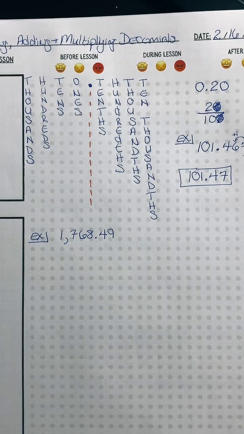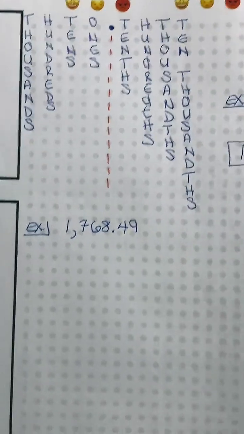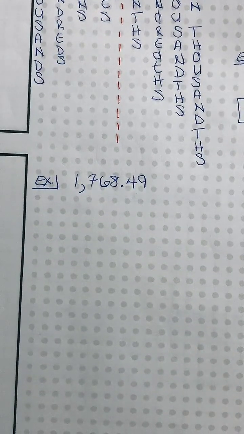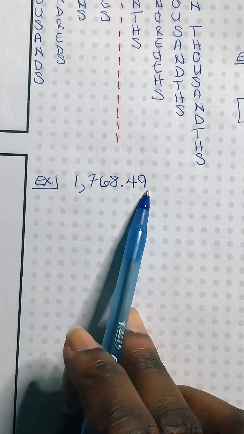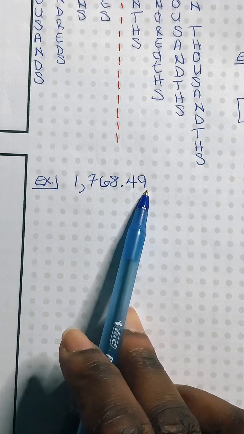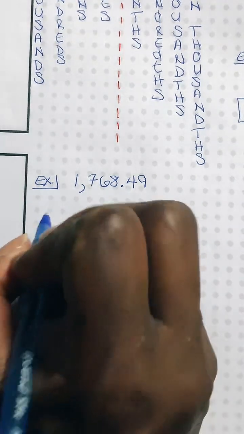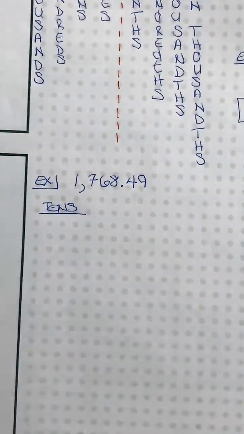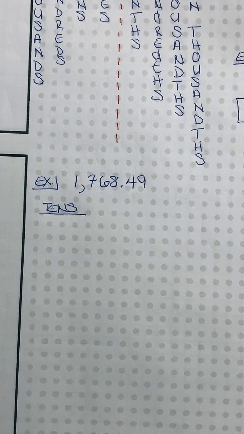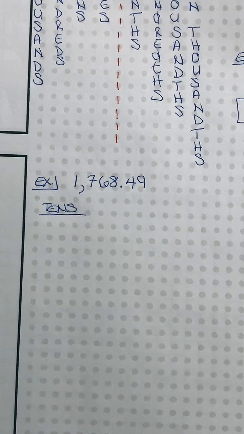All right. So we have 1,768.49. Let me get my zoom on. If I want to round this to the nearest tenths, no T-H at the end, nearest tenths, what would my answer be? If I'm rounding to the nearest tens.